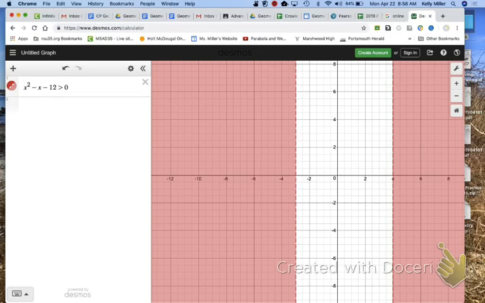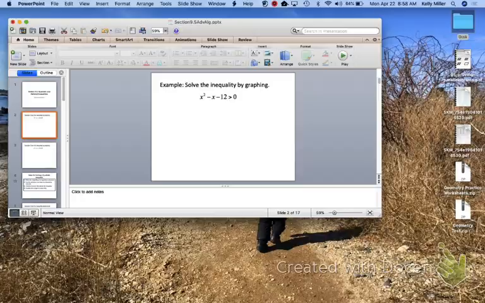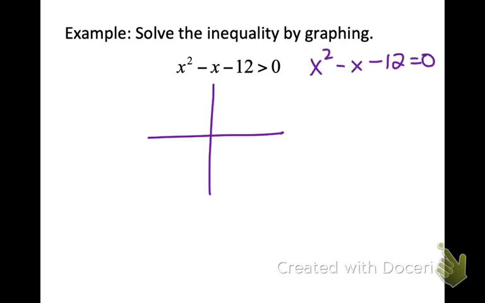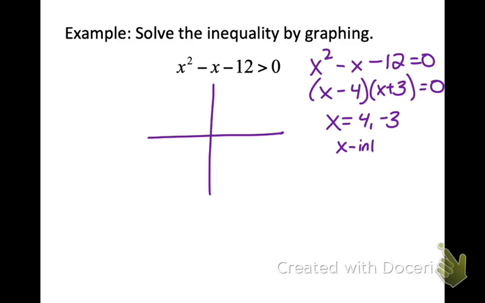Okay, so on our notes, let's quickly make a rough sketch of what this looks like. So make your coordinate plane. When we solve x squared minus x minus 12 and equal it to 0, we factored that to x minus 4, x plus 3 equals 0, which got me the solutions of 4 and negative 3. So these represent your x-intercepts.